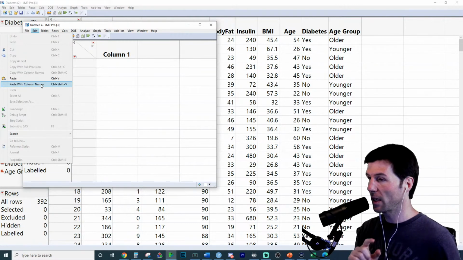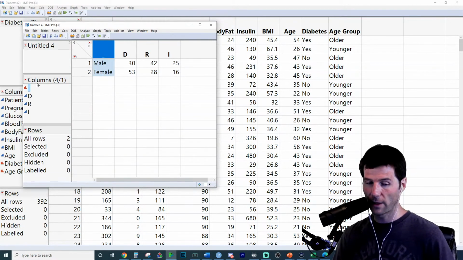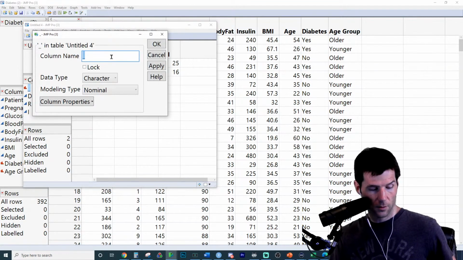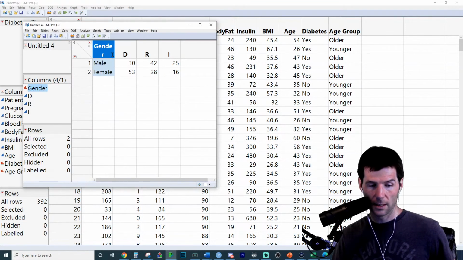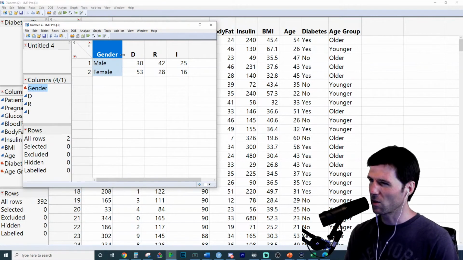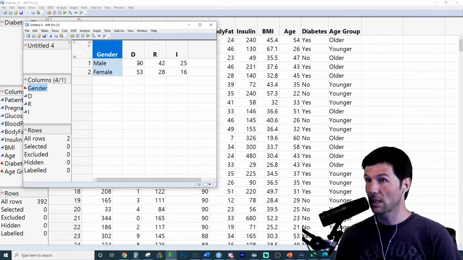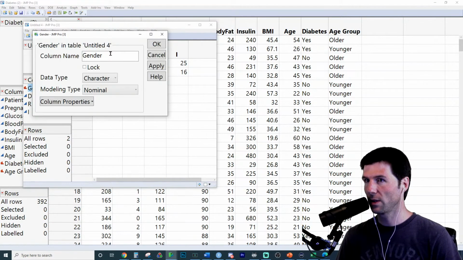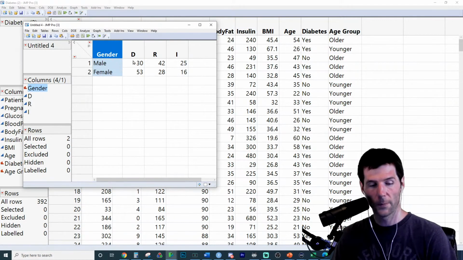So we're going to go to Edit, Paste with Column Names because there were column names to start. And now we've got it pasted right here. We could change this right now and call it gender. I double-clicked there. Does not matter if you change it. It's going to make it look nicer in a moment. But now we need to stack these columns. So I double-clicked and wrote gender right there and clicked OK.